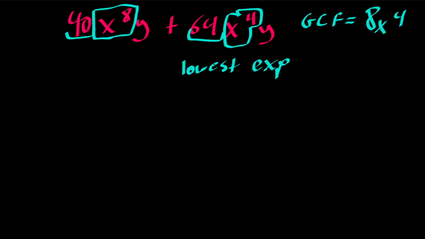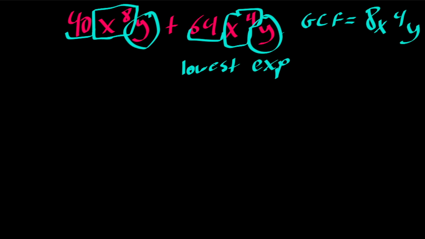All right, now let's do the same thing with y. Both of these terms have y, and the lowest exponent may be a little confusing, but when you actually look at it, it's not too bad. This y is to the first power, and this y is to the first power. So the lowest exponent is just y to the first. So I can factor out a y.